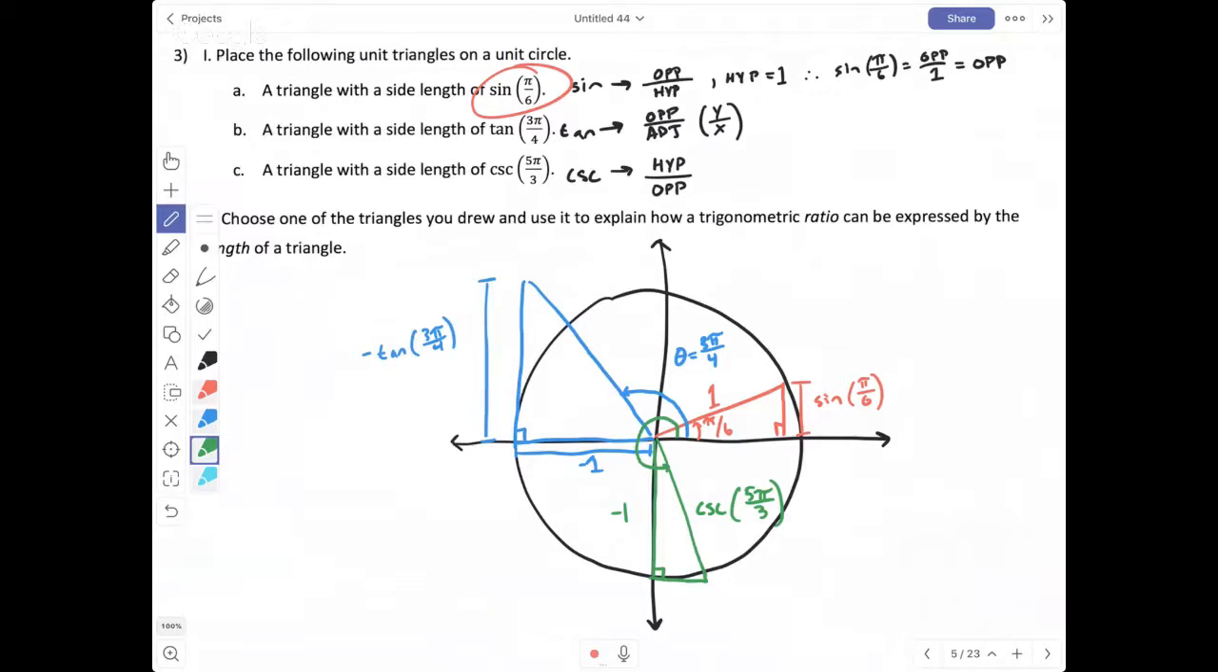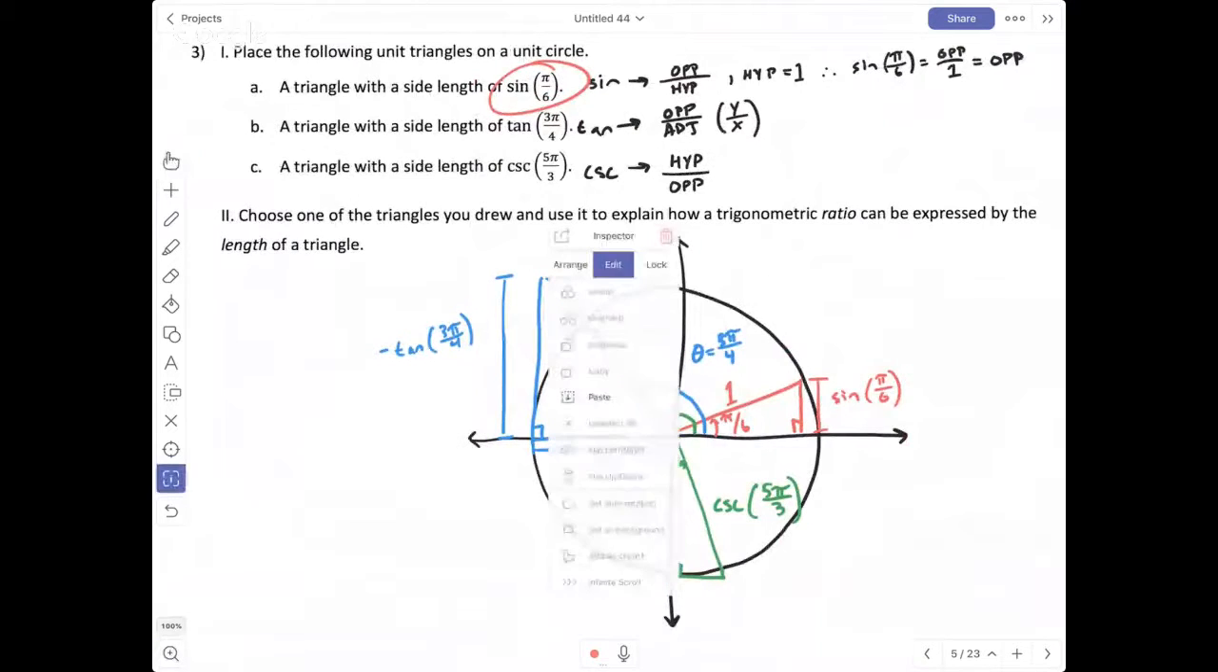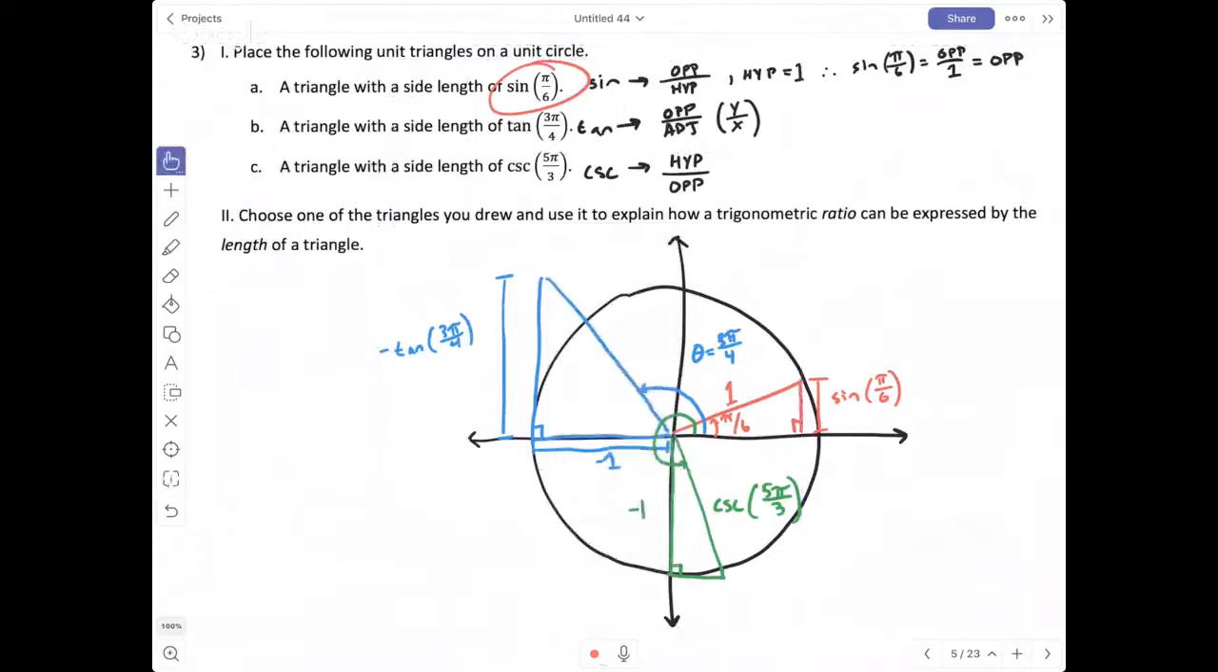Seeing no questions, I will move on to number 4, unless anyone has a thought on that. Oh, no, wait, I'm not done. My bad. Sorry. Good save. I'm supposed to choose one of the triangles I drew and use it to explain how a trigonometric ratio can be expressed by the length of a triangle. So this is the big idea in this whole piece. So moving all this over, let's see. Yeah, I'll just write over here.